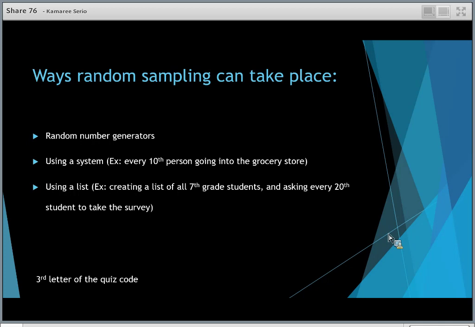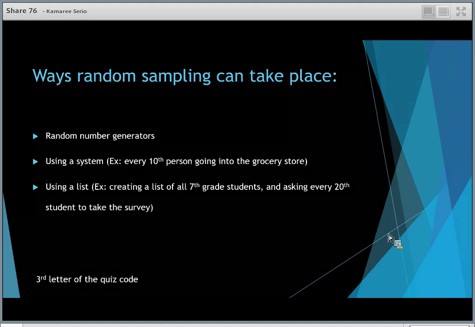The third letter of the quiz code is E as in equal. E as in equals. You should have ELE.